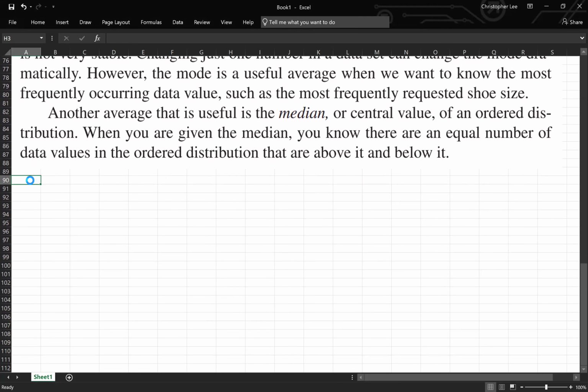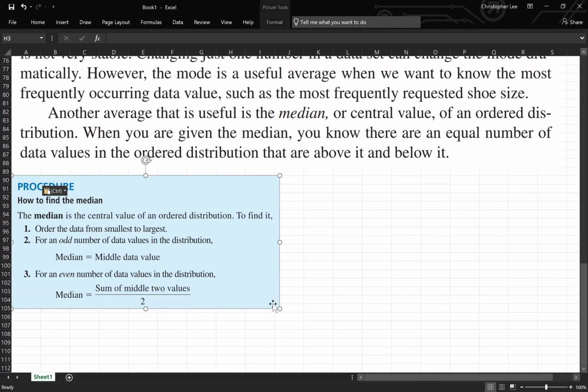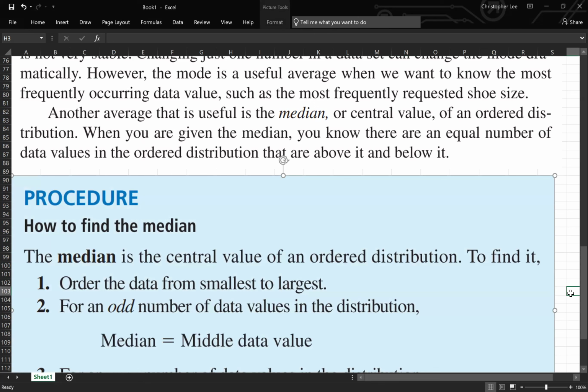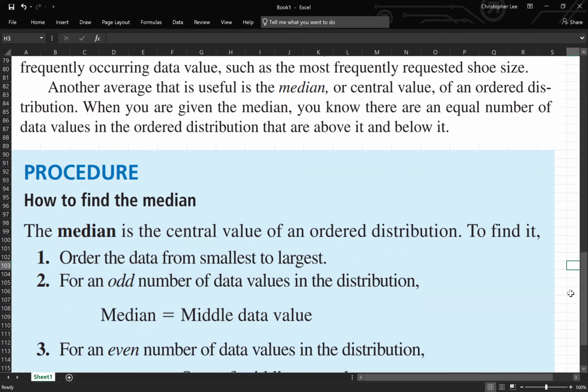I know some people like to see it written out, so this is for those that like to see it written out. Here's a procedure. How to find the median? The median is the central value of an ordered distribution. So to find it, order the data. You can do it from smallest to largest or largest to smallest. I feel like smallest to largest is the easiest way, so that's why I put that on.